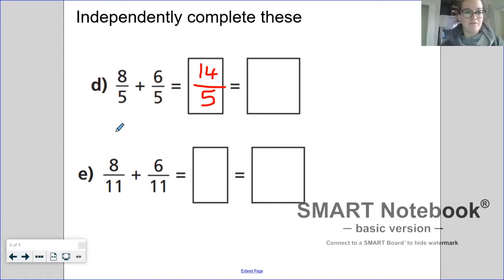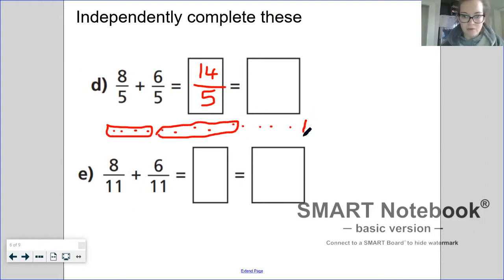Okay, so now I've got 14. 1, 2, 3, 4, 5, 6, 7, 8, 9, 10, 11, 12, 13, 14 fifths. And I know that 5 of them is 1 whole. Another 5 of them. I might have actually put 5 in the first one, wouldn't I, Mrs. Wild? Get one rid of there. Put that one in there. So I've got 1 whole, I've got another whole, and I've got 4 left over. So I've got 2 wholes, and I've got 4/5 remaining. Hey, look at that. You can do this with me.